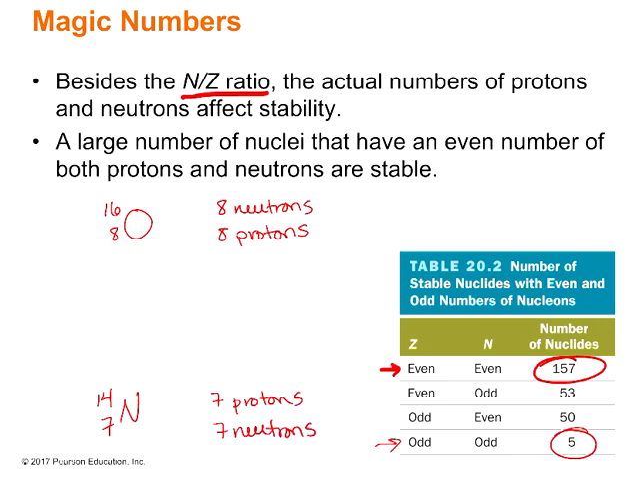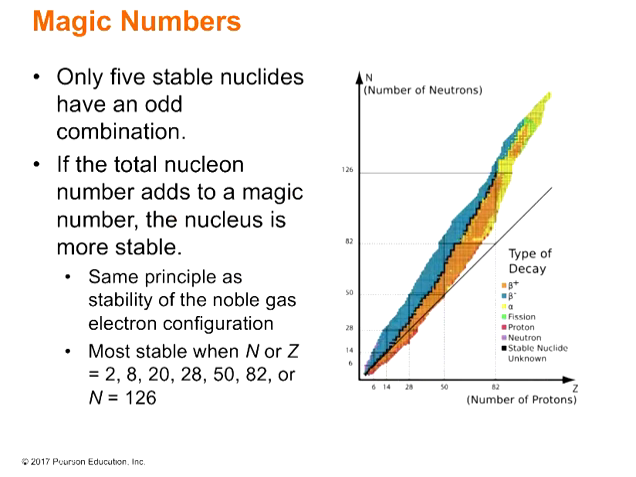Okay, so let's say you're trying to predict if a nucleus is stable. If it has an even number of protons and an even number of neutrons, you can kind of assume it's stable. But if it has an odd number of protons and an odd number of neutrons, most likely it's unstable. And of course, there are exceptions to all of those rules, because it's chemistry. All right, so again, only 5 nuclides have an odd combination.